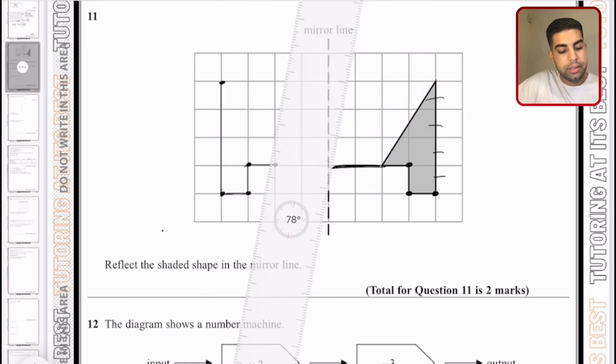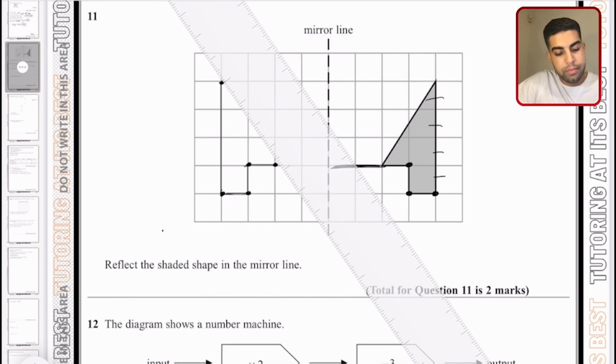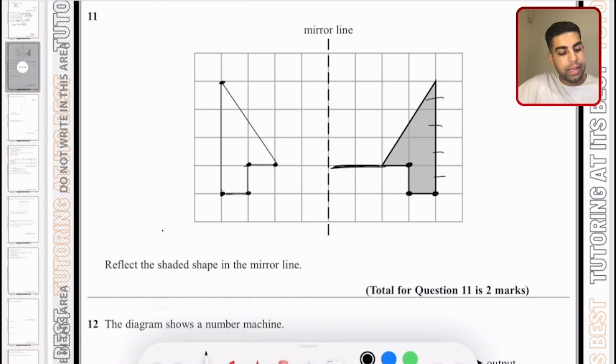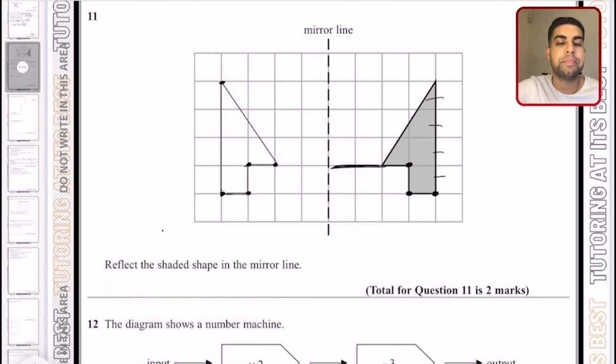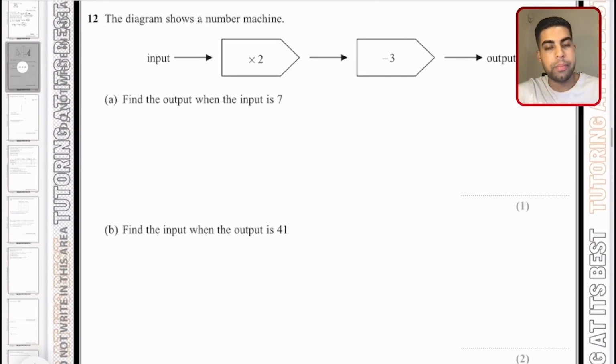Before our final point, and there we are. That is now our shape reflected onto the left hand side. And let's move over to question 12.